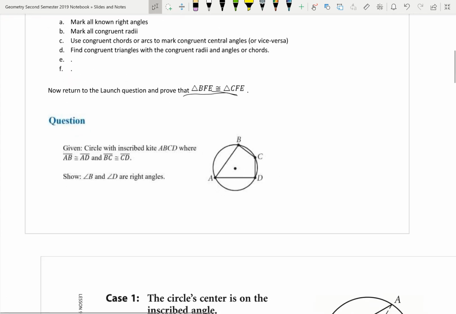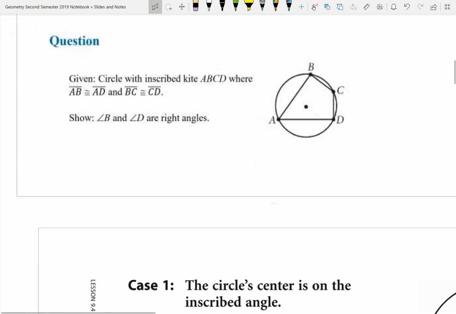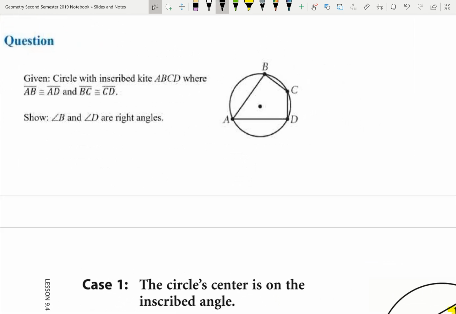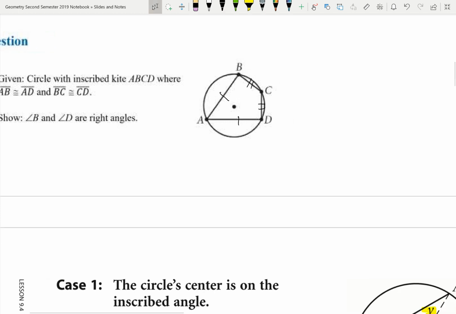Let's go ahead and do an example here of a proof. In this proof, we're given a circle with an inscribed kite ABCD, where AB is congruent to AD, and BC is congruent to CD. So from here, we're just going to start to make observations before we do this. I notice we have a kite. It's also a quadrilateral.